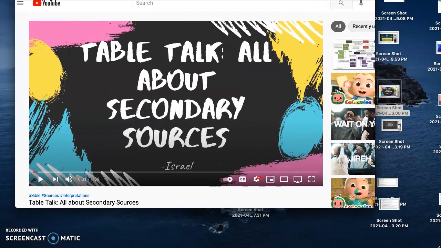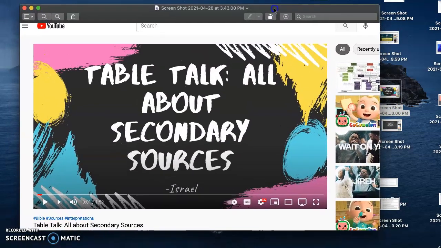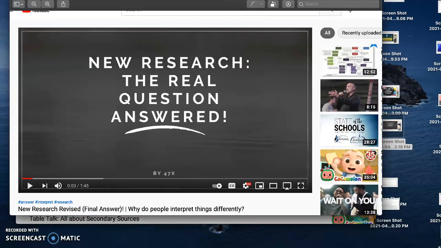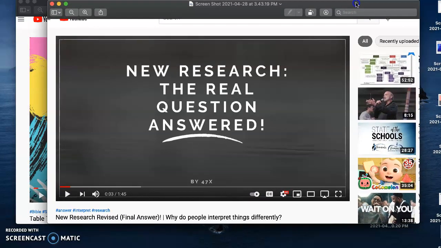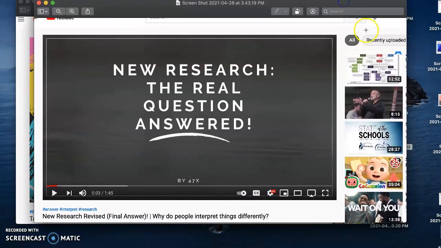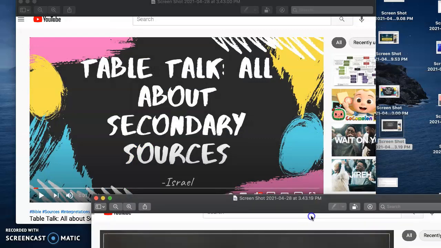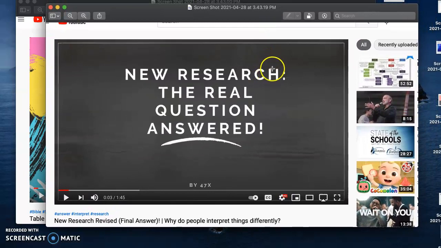This is an example. I think it's our second post about the secondary sources, where we introduce it. These sources helped us create a new question that we had to solve and answer. So my sources told me how people interpret things, but didn't answer why. So that was the new question I asked right here.